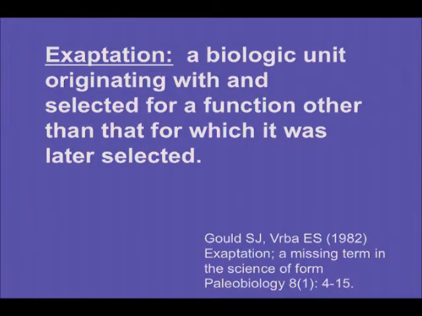So we concluded, using this concept that has been discussed by Stephen Jay Gould, the concept of exaptation, and here's the definition, which you already know: a biological unit originating with and selected for a function other than that for which it was later selected. We believe that we have an example here of what might be called molecular exaptation, in which a set of genes, possibly assembled together in the sponge, were exapted to begin to lay the groundwork for creating a synapse.